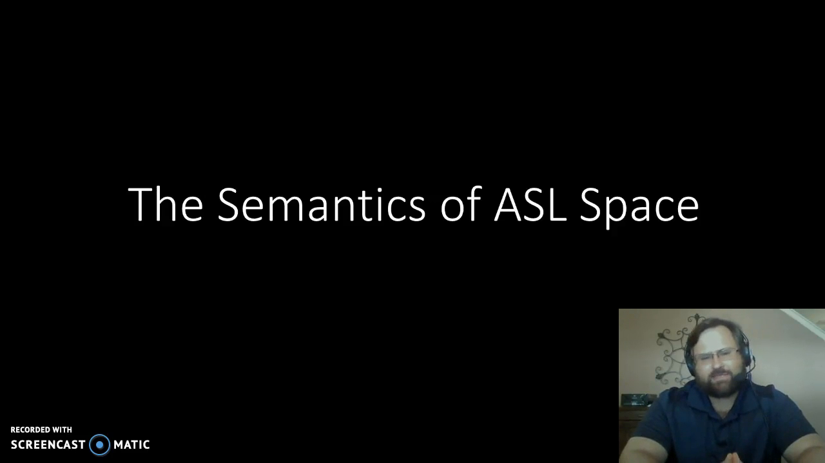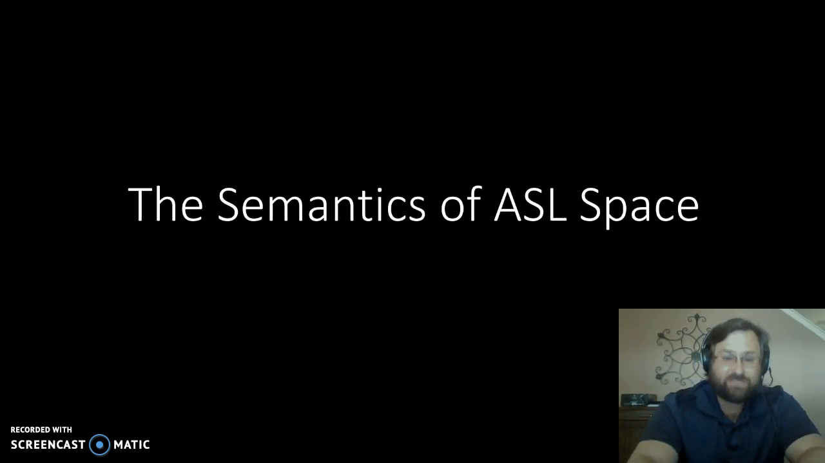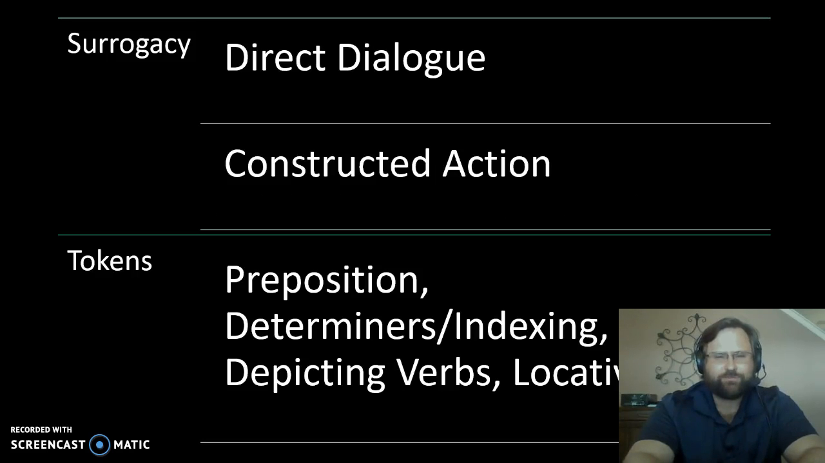As we continue to discuss ASL semantics, it's worth taking a look particularly at the issue of space to see how rich space is in its ASL usage. First of all, let's think about surrogacy. Remember, surrogacy is a broad concept that could use either direct dialogue, when you're quoting people in role shifting, and constructed action, showing what something looked like, particularly when you're doing expansion techniques such as describe then do.